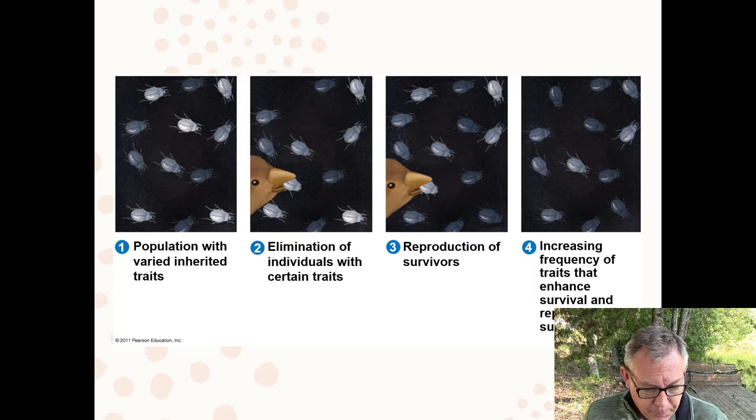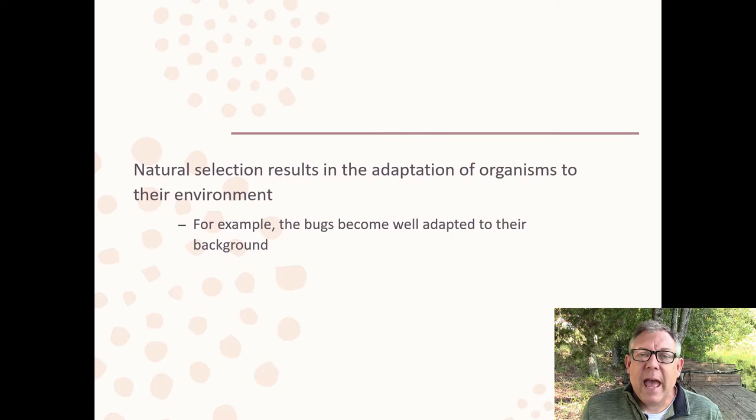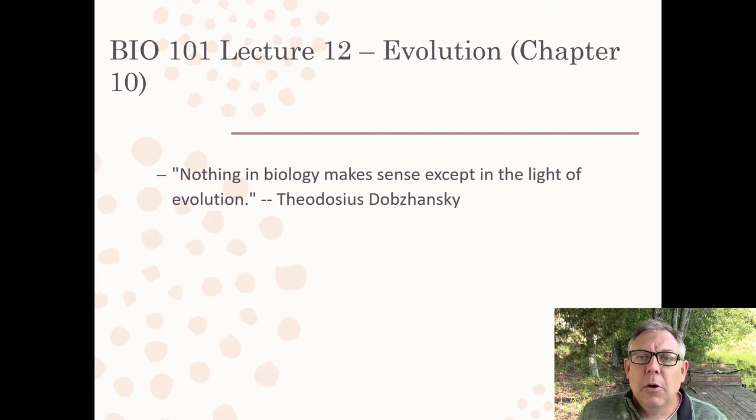And so natural selection results in the adaptation of organisms to their environment. So in this example, the bugs became better adapted to their environment because those that were less well adapted were eliminated. Those that were better adapted reproduced, and their traits stuck around. And that's the simple idea that is natural selection. And so that's an introduction to what we're going to talk about today. We're going to talk about evolution and natural selection.